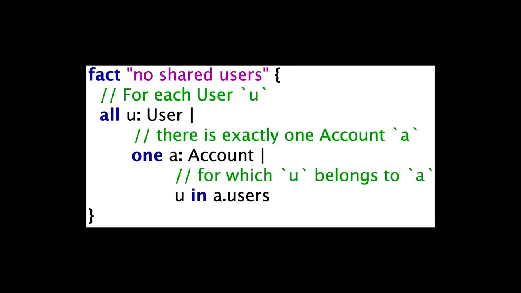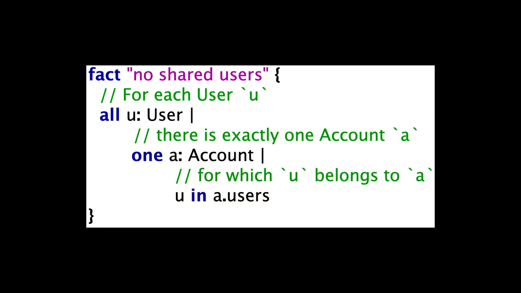So here's one of the facts that we had up, right? All users is one account, such that u in a.users. Well, what in the world does a.users actually mean in a tool in which everything is a set of relations? Well, that dot is actually the relational inner join operator, just like you would have in a database. Not quite just like you'd have, very, very close though, and we'll see how in a second.